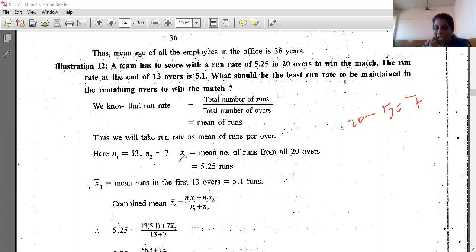Okay, then X bar C they have given. See, a team has to score with a run rate of 5.25. This is your X bar C. The total run rate they have given, that is X bar C. Then they have given that for 13 overs it is 5.1. The run rate of 13 overs is 5.1. So that is X bar 1. Okay, 13 overs is N1, so 5.1 will be X bar 1. Okay, now you have to find X bar 2. Right, here in this question the combined mean is given and you have to find X bar 2. Something will be missing.